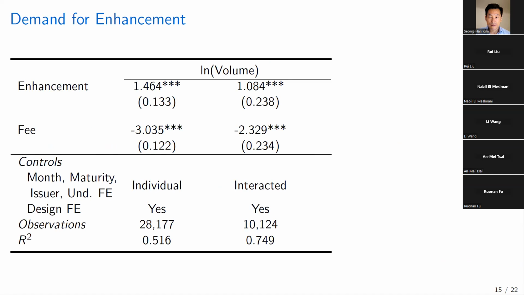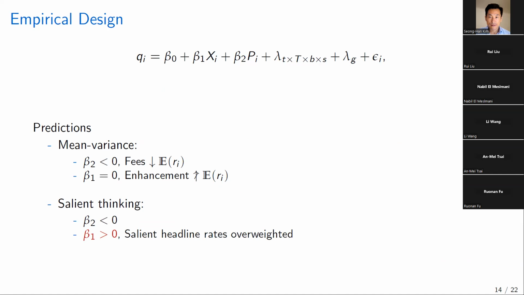Okay, so let me go back to the previous specification, right? So I think you just told us that the variation in X, that's enhancement, is driven by variation in implied volatility. Did I just hear you correctly? Yes. Partially driven, yeah. Do you need to assume that implied volatility affects demand only through enhancement?